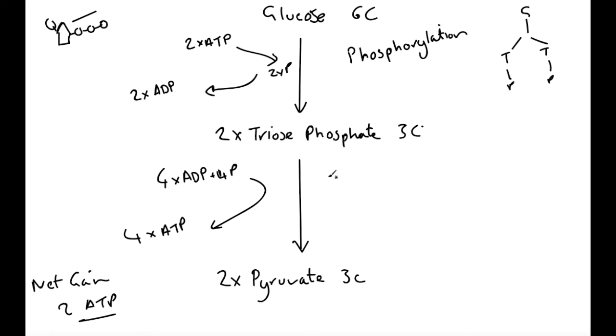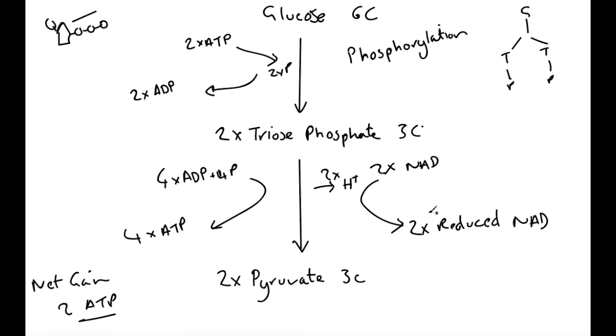Another thing that happens to transform triose phosphate to pyruvate is that it gives up 2 hydrogen ions, times 2, and NAD, 2 of them, because there's 2 hydrogen ions, comes in, picks these up, and then you'll get 2 times reduced NAD.